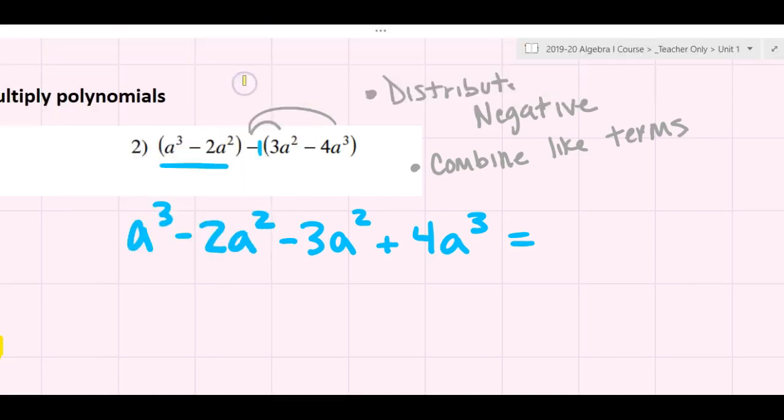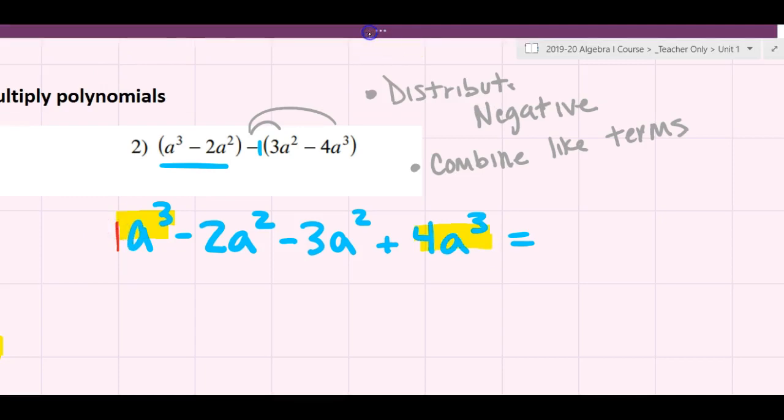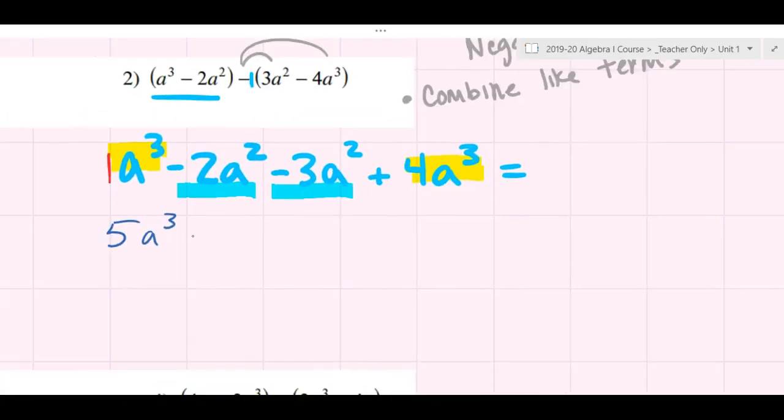Now we need to combine like terms. I've got an a cubed and 4a cubed. Don't forget about the invisible 1 in front of this a cubed. So I have 1a cubed plus 4a cubed. 1 plus 4 is 5a cubed. Now I have a negative 2a squared and a negative 3a squared. Negative 2 minus 3 is negative 5a squared. Here we already have the highest power first, so we're completely simplified.